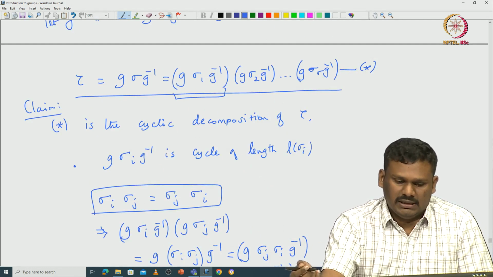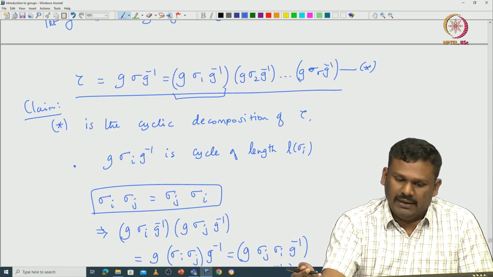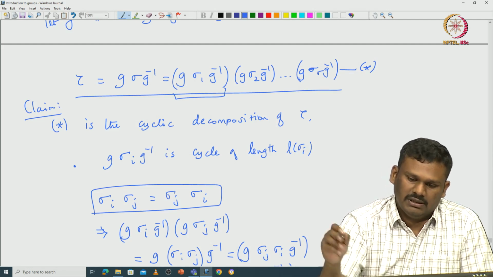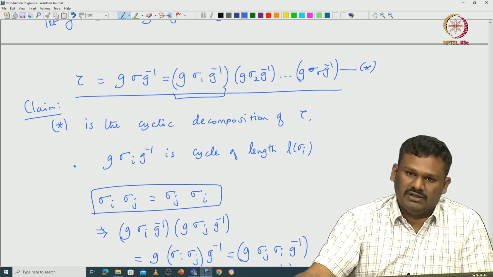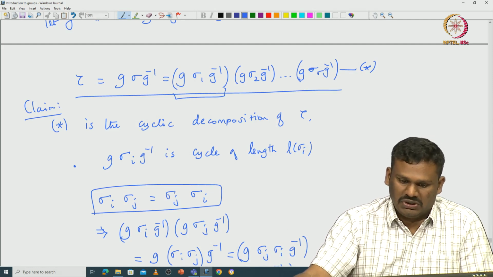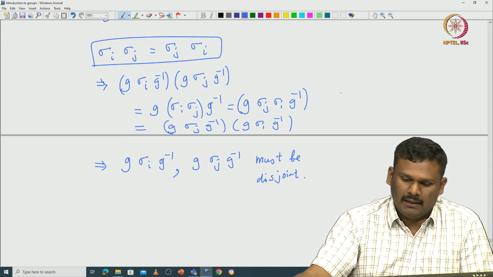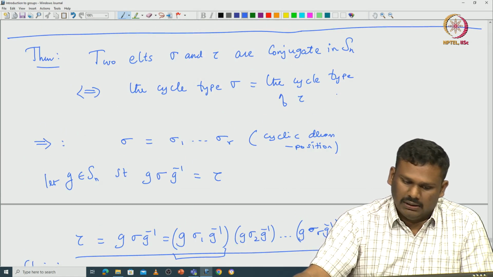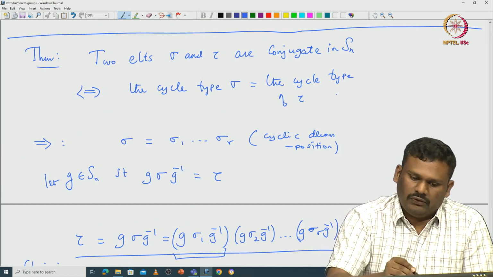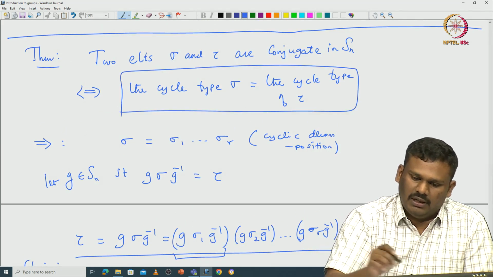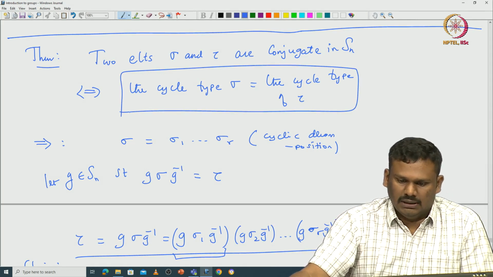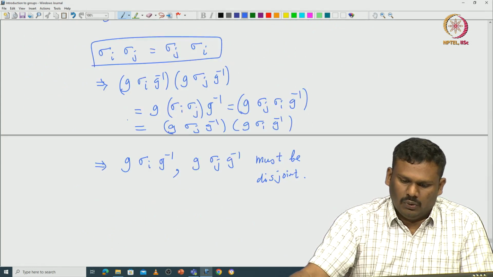So, that means the cycle type of tau must be the same as the cycle type of sigma, because the lengths of these elements again match the lengths of the sigma i's in the original decomposition of sigma. So, this is actually the forward direction. What about the converse? Suppose you assume the cycle type of sigma and the cycle type of tau are the same. Then what happens?